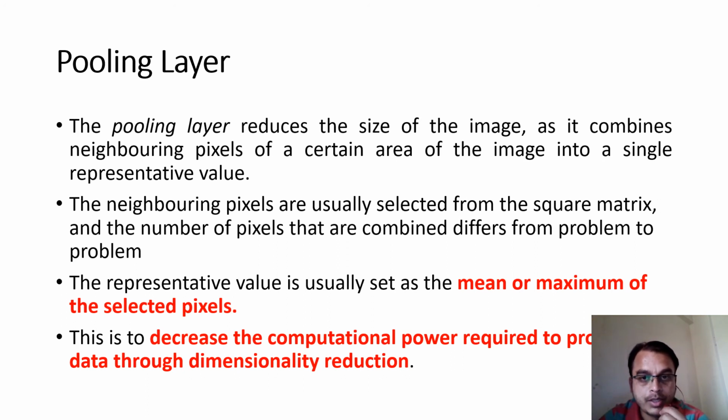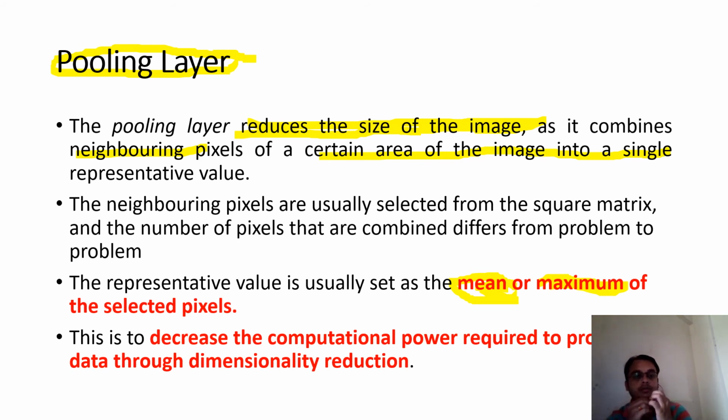The pooling layer reduces the size of the image. So what is the advantage of the pooling layer? Yes, we are looking for the size change, so it reduces the size. It combines the neighboring pixels into a certain area, usually a square matrix. The representative value is usually obtained with one of two approaches. Either you can take the mean value, or you can pull the maximum value. This decreases the computational power required for the process. So through dimensional reduction, we call it dimensionality reduction.